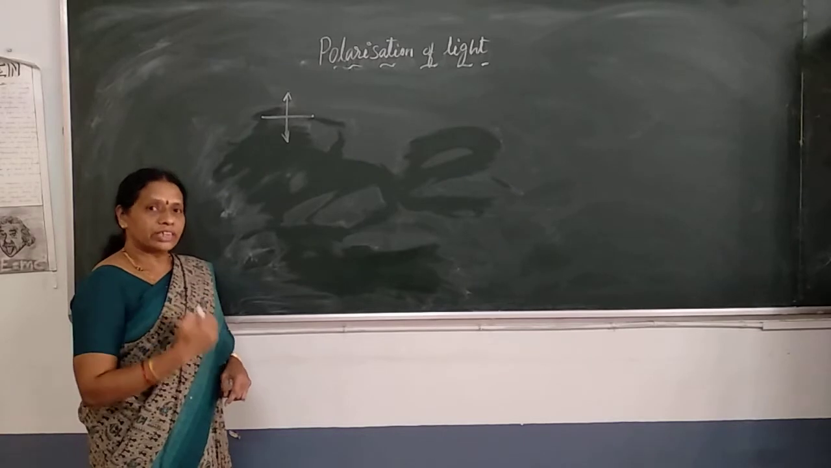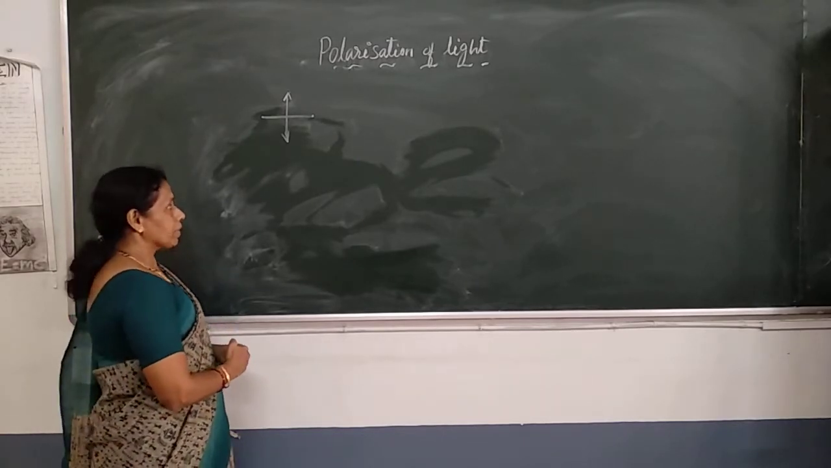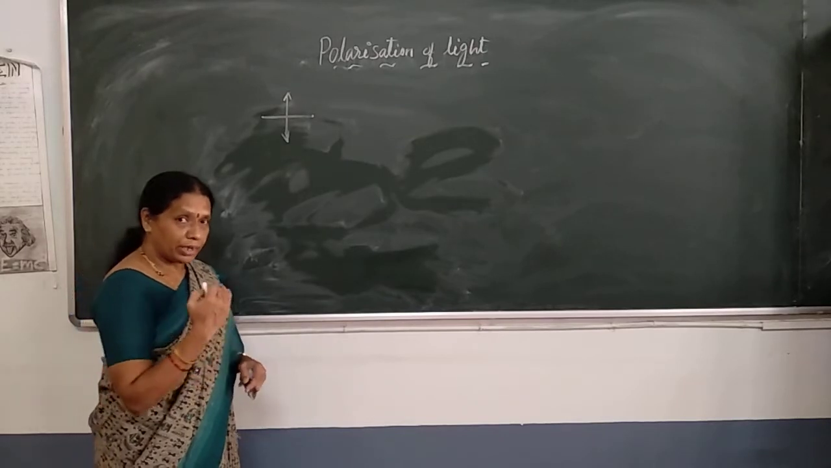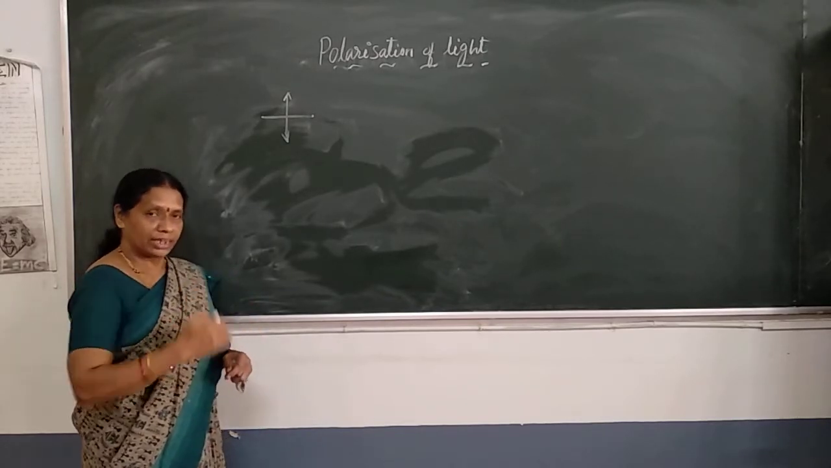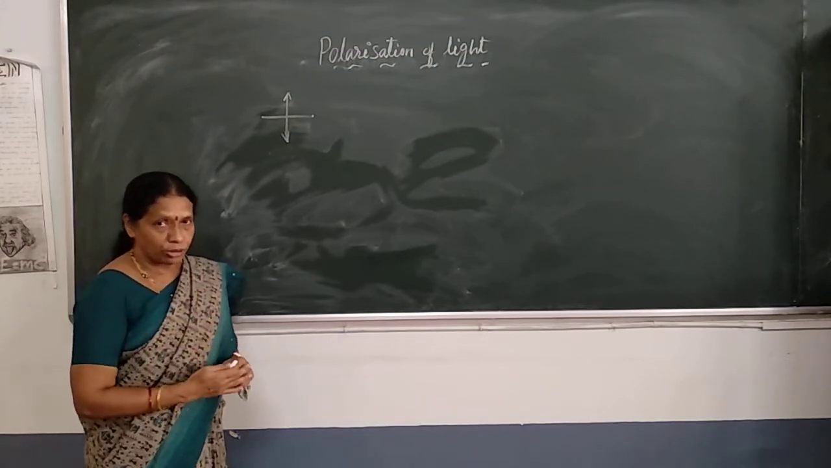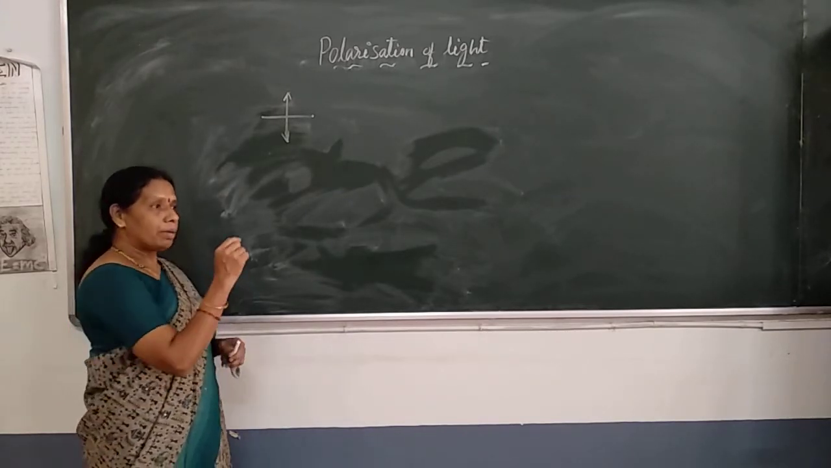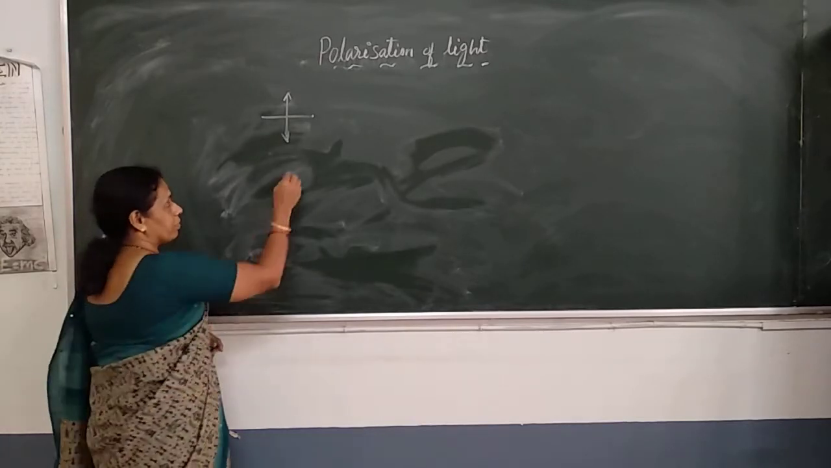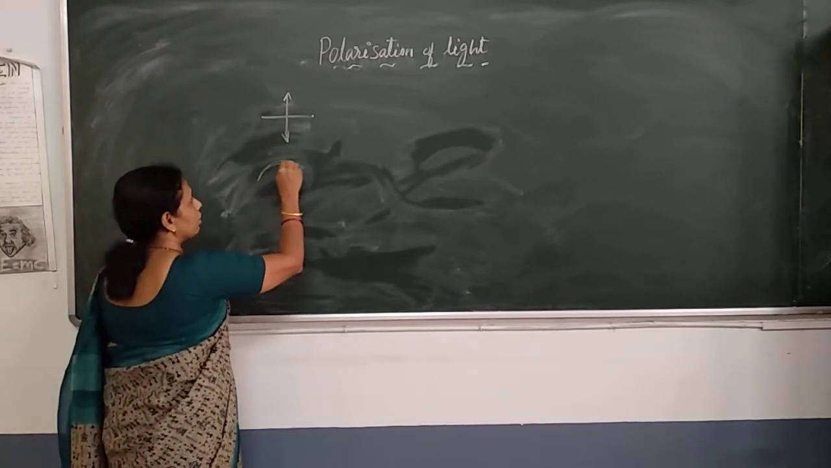Second one is circularly polarized light. Here, the vibrations of the electric vector are in a plane perpendicular to the plane of propagation, and that electric vector vibrates with equal amplitudes, and the projection of the tip of the vector is along a circle. Such a light is called a circularly polarized light.